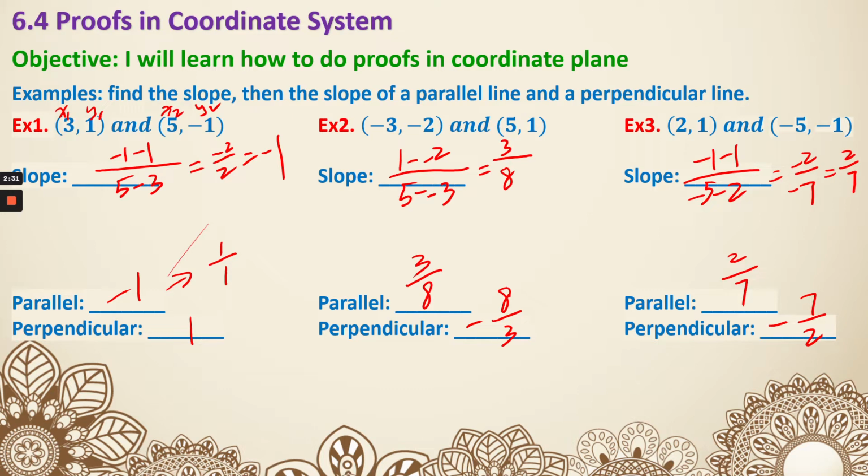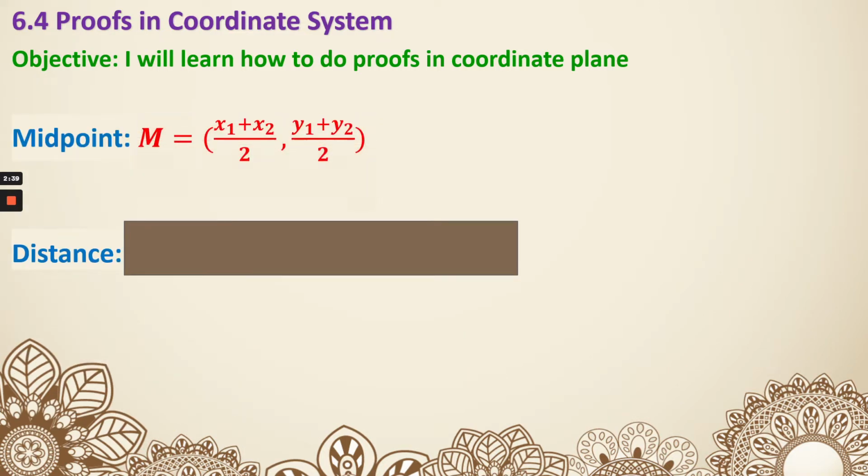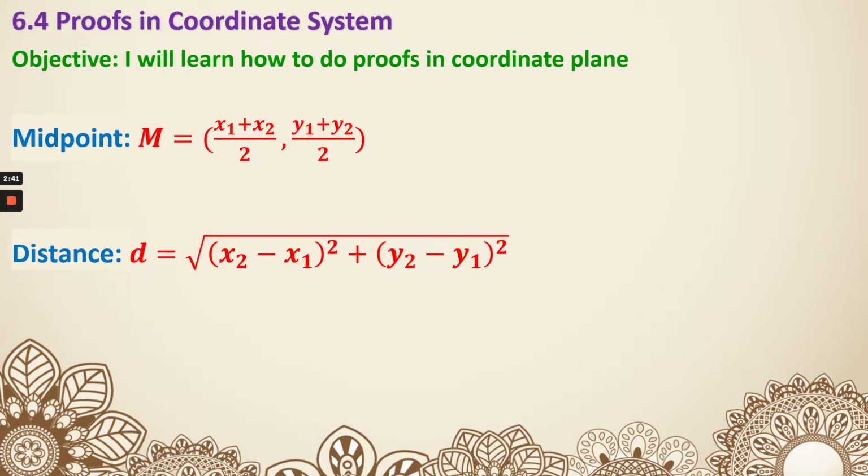These are review. Let's move into actually doing coordinate system proofs. And we have midpoint and distance formula that we have learned. Just have a look at it real quick again. Add the coordinates together, then average, that's the midpoint. And distance, we could use Pythagorean theorem. So that's basically the rise, that's the run, and we just make the triangle.